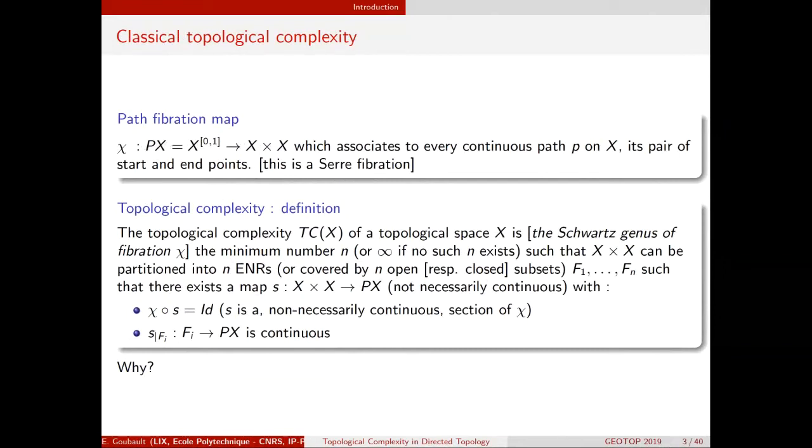And now, as I told you, you are going to measure how far from a continuous section you are going to be. So that's going to be the complexity. So the definition is as follows. The classical topological complexity of a topological space X is going to be the minimum number n of partitions of X cross X into n, so technically Euclidean neighborhood retracts, F1 to Fn, such that on each of these different Fi's that partition X times X, you are going to have a local continuous section to the path fibration map. So you're going to try to stretch out as much as possible the partitions to get as many continuous maps as possible that will give you a section of the path fibration map.